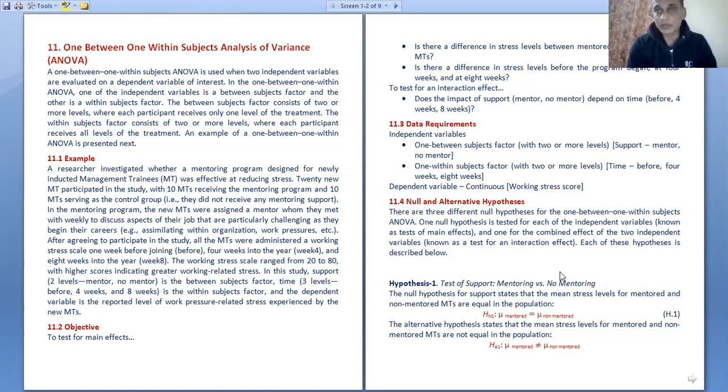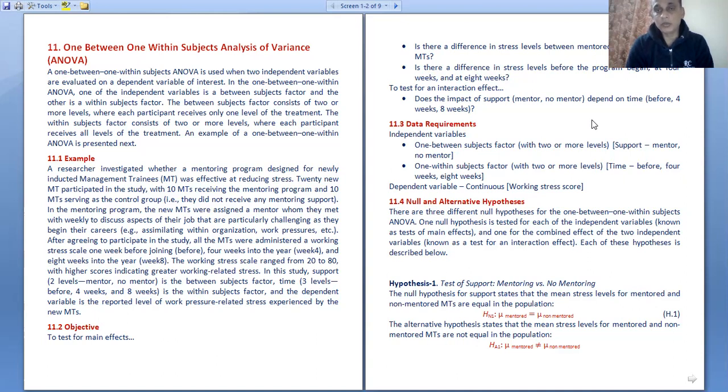Now, talking about the objective of the study: is there a difference in the stress level between mentored and non-mentored management trainees, or is there a difference in the stress level before the program, at the 4 week, or at the 8 week? So first we are talking about the differences in stress levels for the mentored and non-mentored. That is, the factor is support. The second is time: is there a difference in the stress level before the program began, at week 4 and at week 8? And then we are talking about the interaction between the two independent variables, support and time, asking whether the impact of support depends on time. So that becomes the objective.